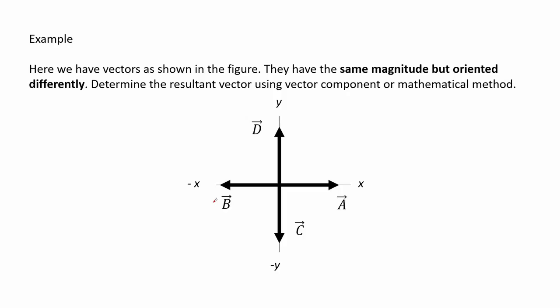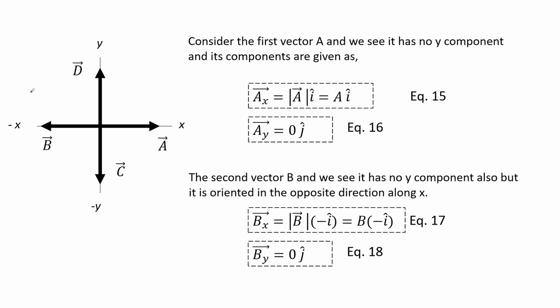Here we have an example where we have vectors as shown in the figure. They have the same magnitude but oriented differently. Determine the resultant vector using vector component or mathematical method. Let us consider the first vector A and we see it has no y component and its components are given as shown in equation 15 and 16.